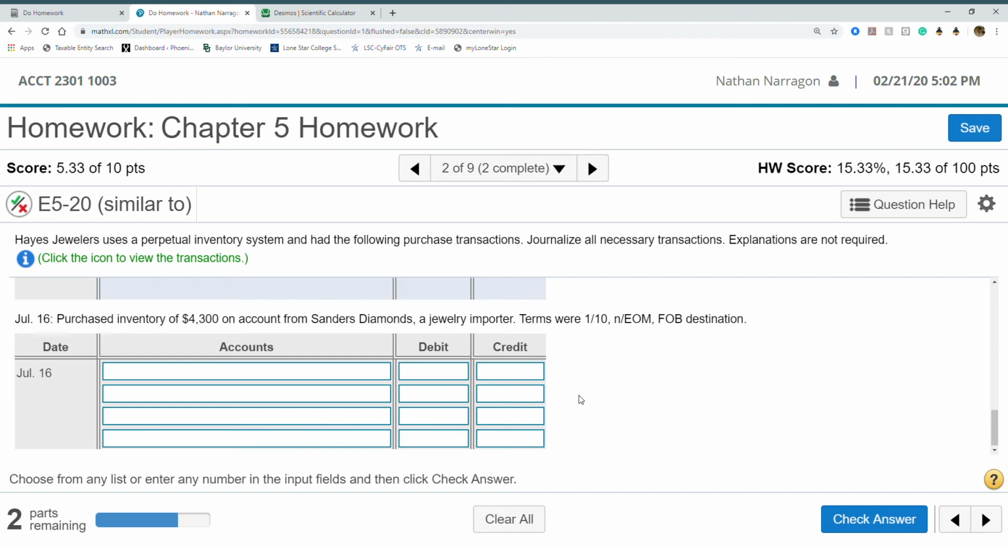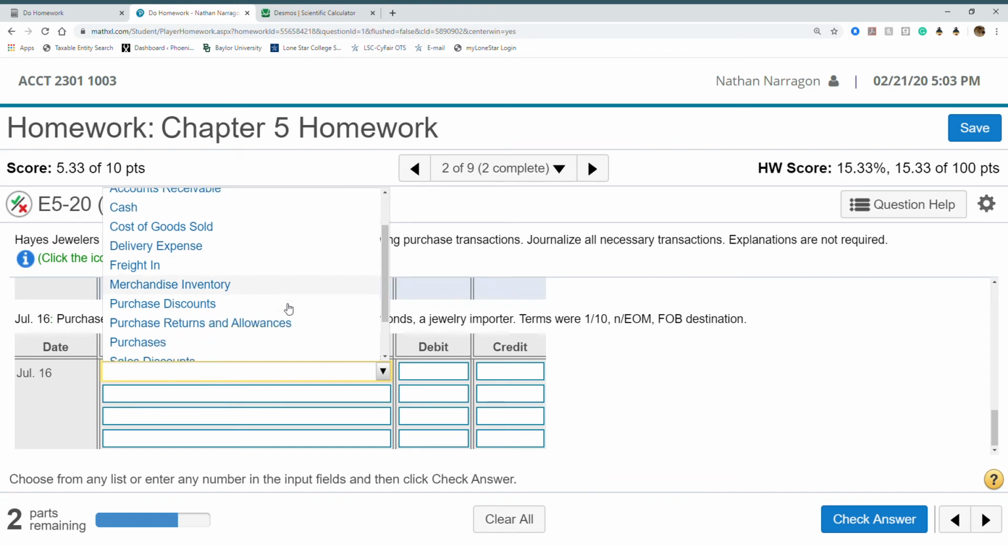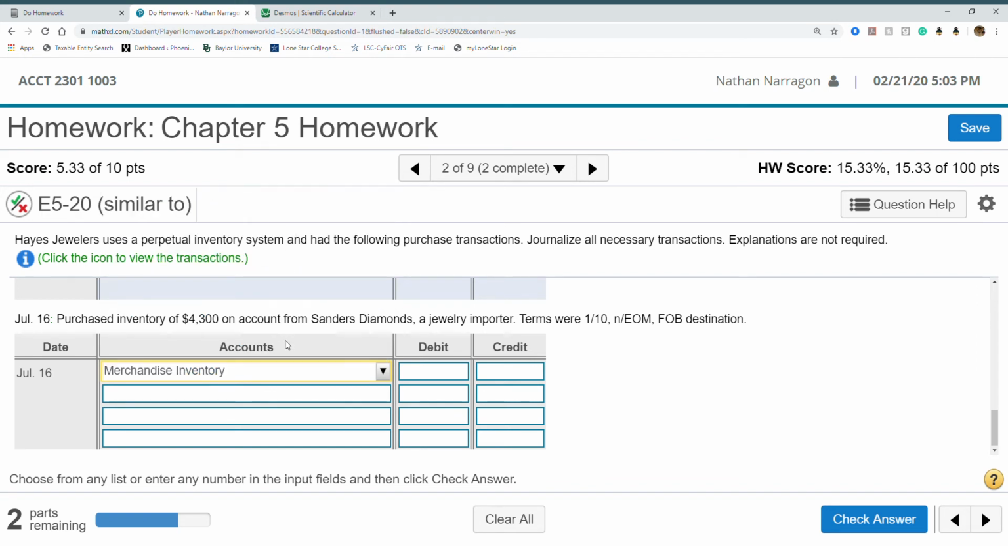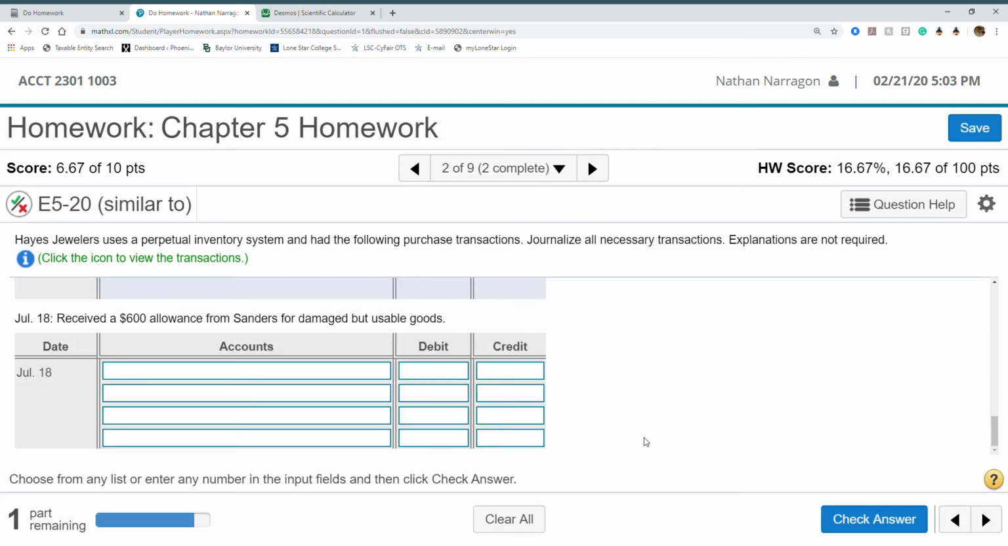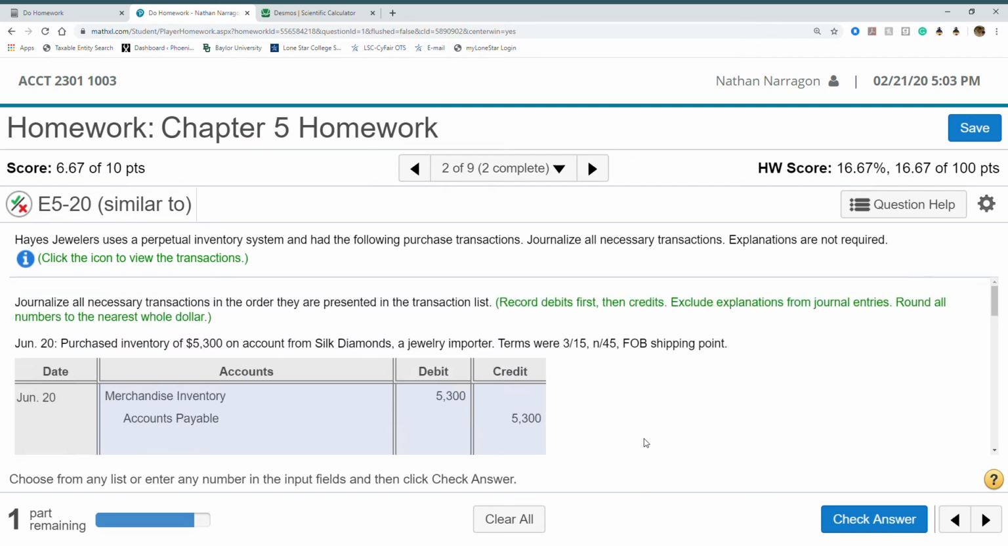Oh, I'm sorry. So we purchased inventory of 4,300 on account from Sanders Diamonds. Terms were 1 for 10 in, and at EOM, it just says end of month. FOB destination. So again, the seller is in charge of this one. Since we're buyers on this question, we do not have to worry about that. So again, same thing we've done with purchases. Merchandise inventory is coming in. Accounts payable. Our 4,300. And again, these are not too bad. Okay.